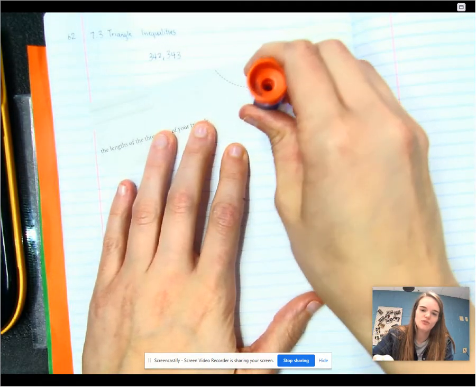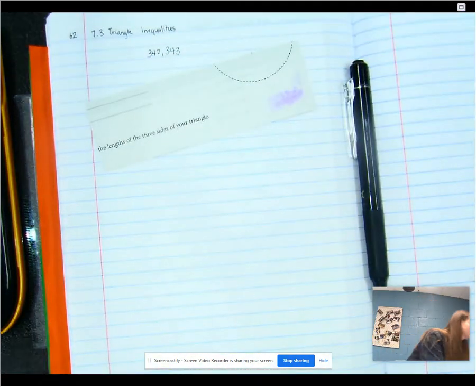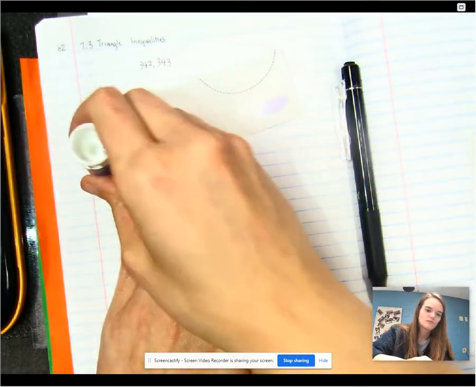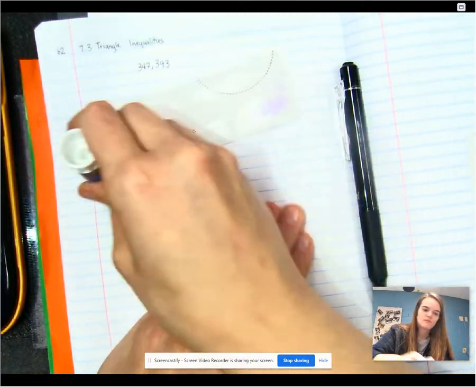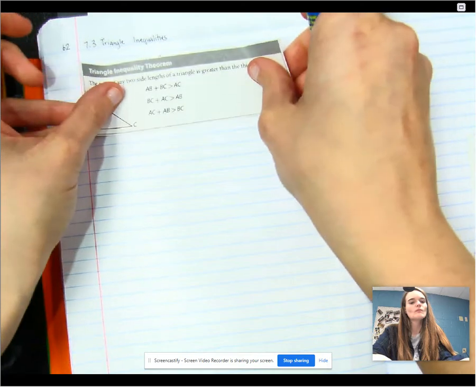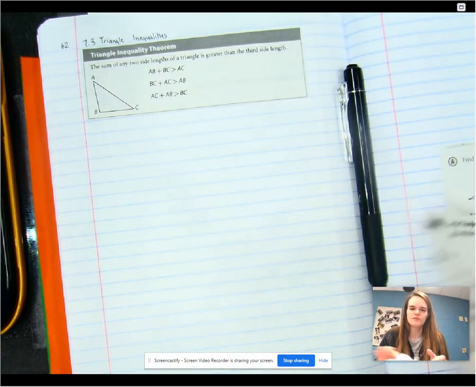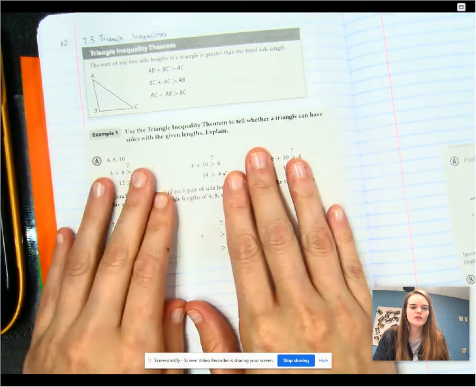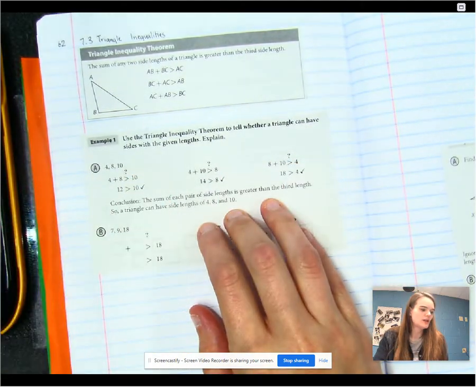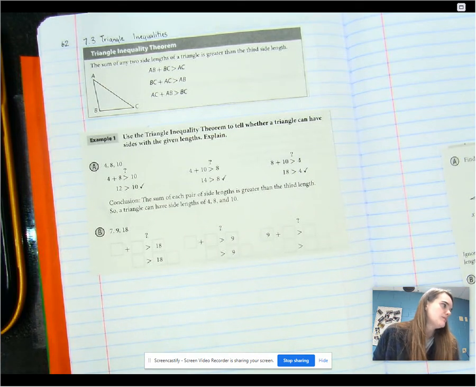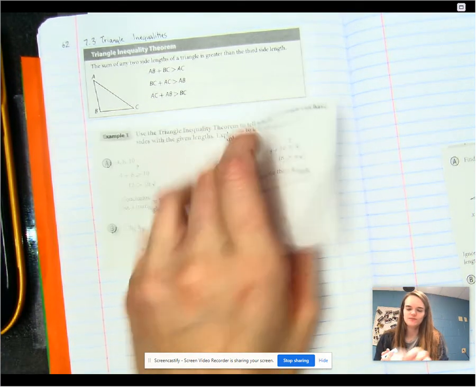I'm going to have to get a new glue stick. Yep. Glue in the triangle inequality theorem first. We're going to glue this one in. I just can't hold on to a glue stick, evidently.